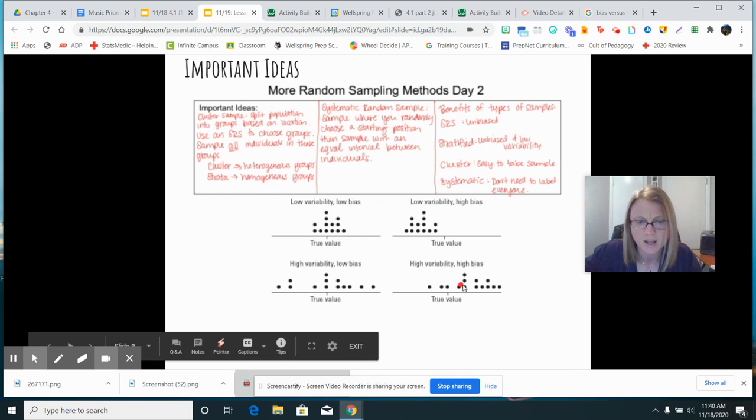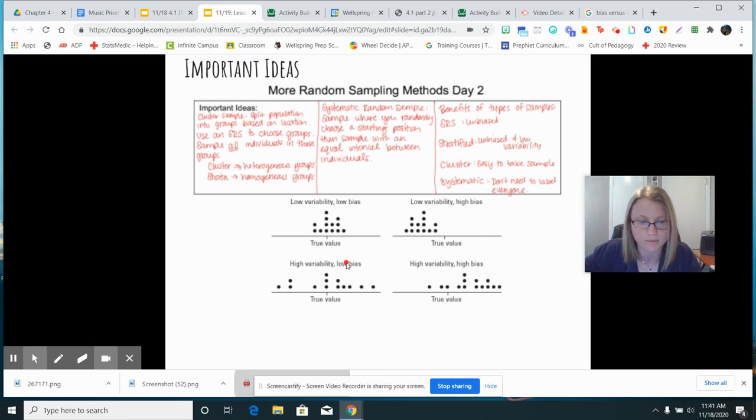This one's skewed. This one's just all over the place. It's sort of centered where it should be, but the data's all over, which isn't very accurate. So think of it like accuracy and precision, same kind of idea. So those are our important ideas for all of our sampling methods that we've done up to now.